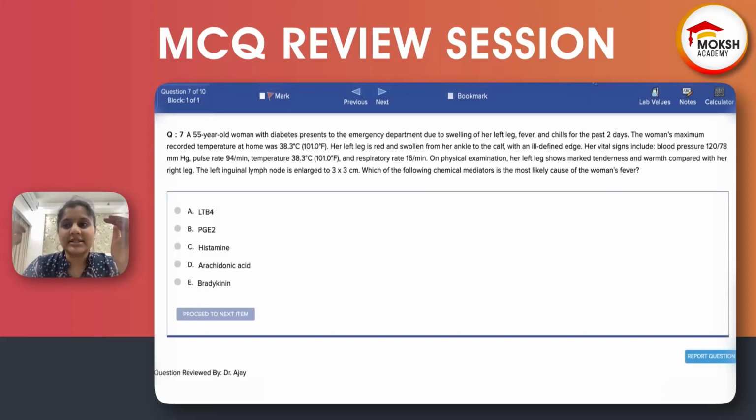Her vital signs include BP of 120/78, pulse is 94, temperature is 38.3. Respiratory rate is 16, and on physical examination, her left leg shows marked tenderness and warmth compared with the other leg. The left inguinal lymph nodes are enlarged, about 3/3. What do you think is the chemical mediator that's most likely causing the fever in this patient?